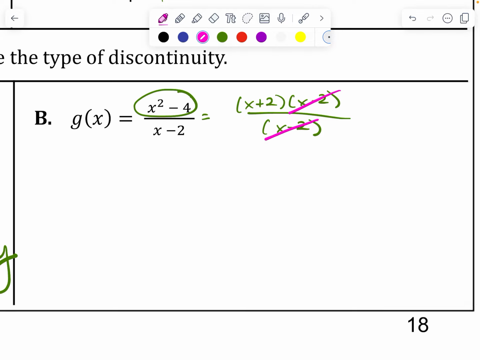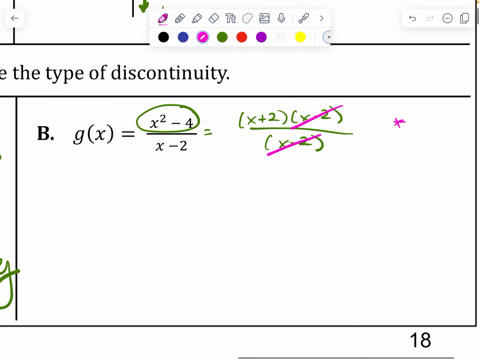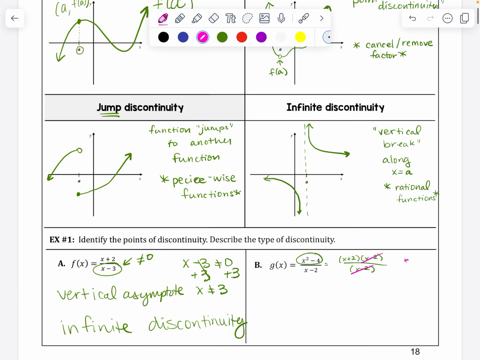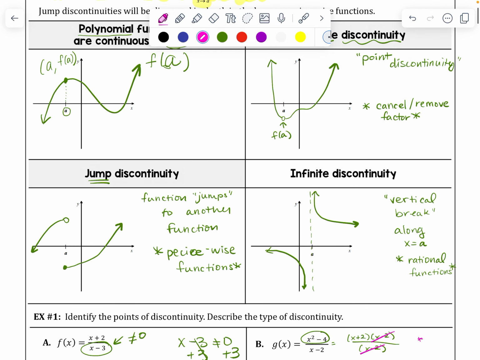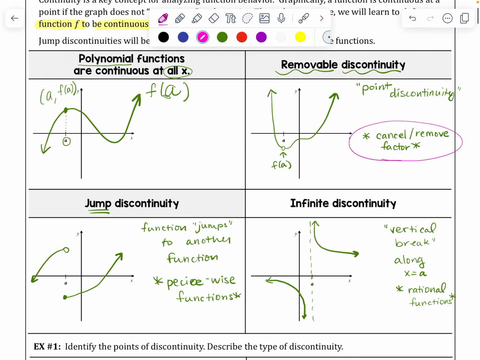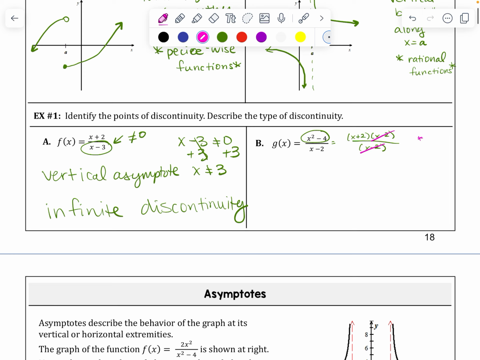So remember, this word of canceling tells me that we're going to have something that looks like this when we can factor or remove that factor. This gives me a removable discontinuity or point discontinuity. Okay, so we know the value of x equals 2 is a removable or point discontinuity.